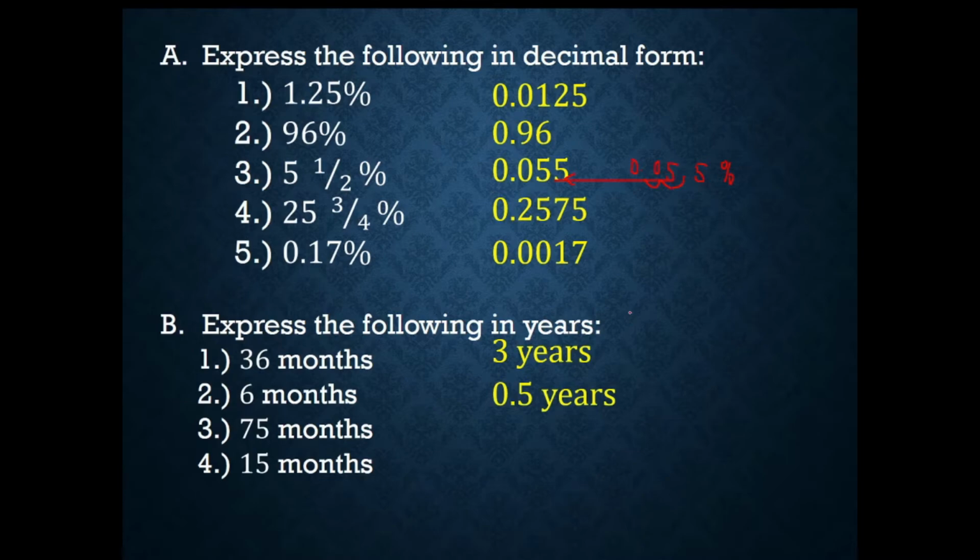Moving forward, 75 months would be equal to 6 years or 72 months and a remainder of 3 months, so that would be 3 divided by 12, so that's 6.25. And then finally, 15 months would be equal to 1.25 years.